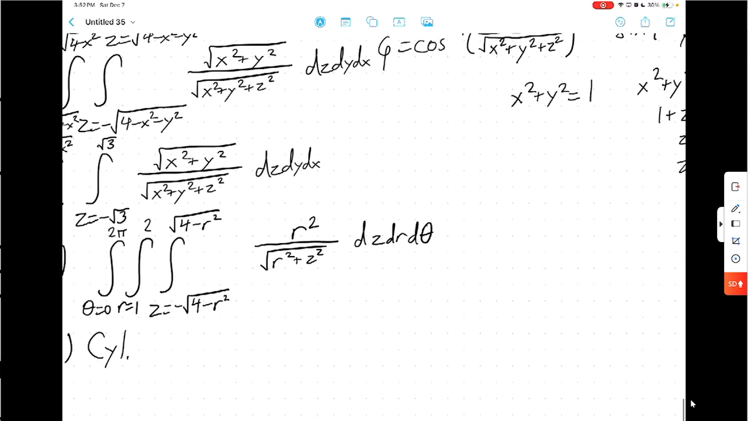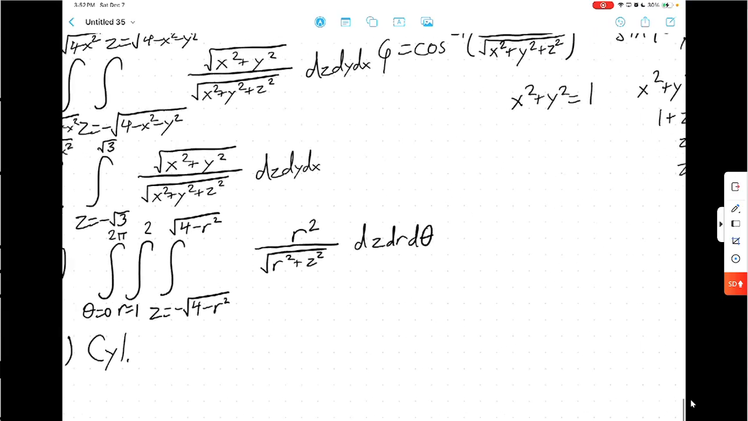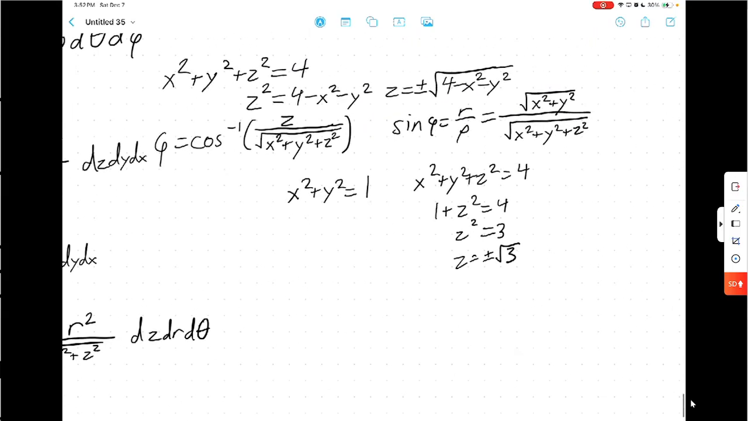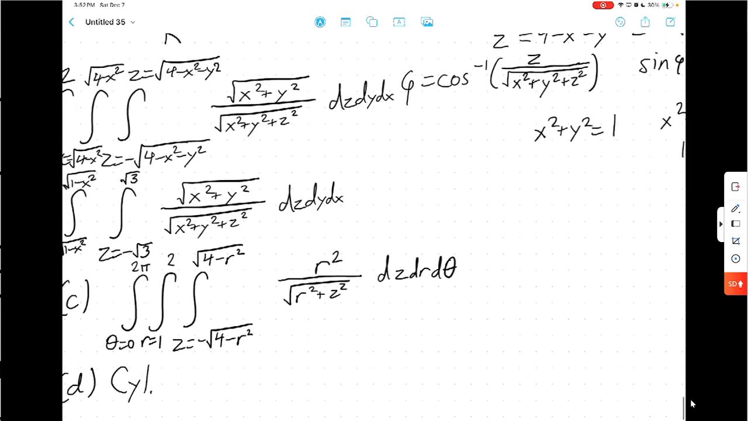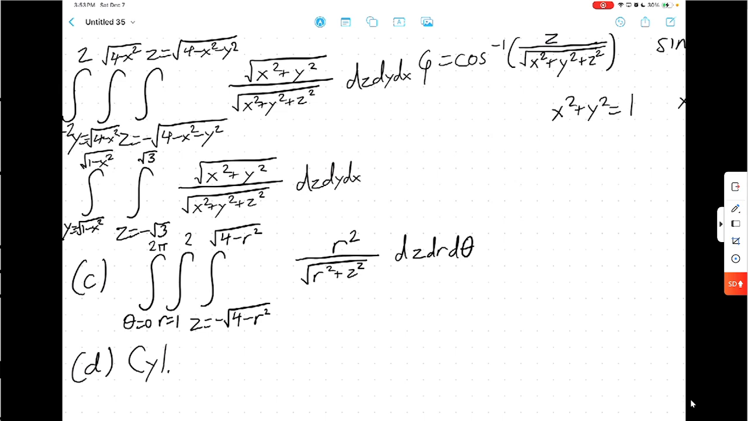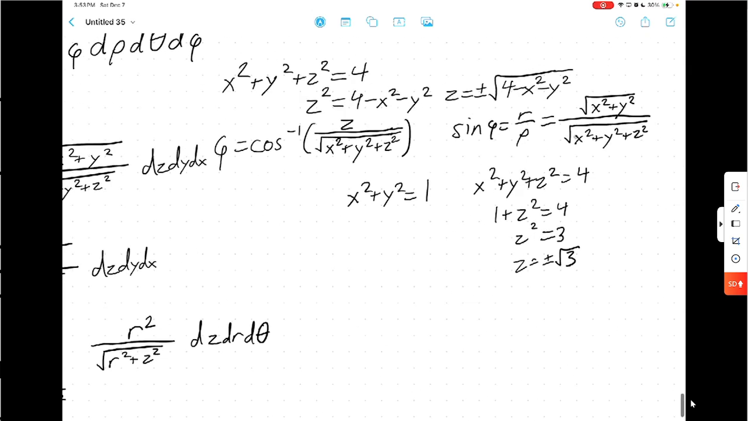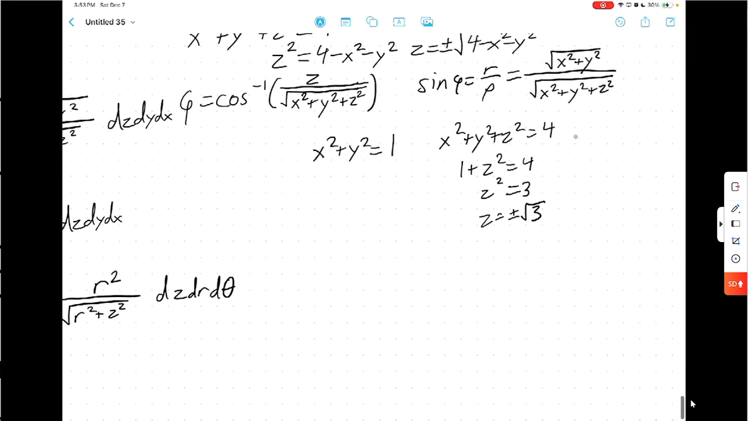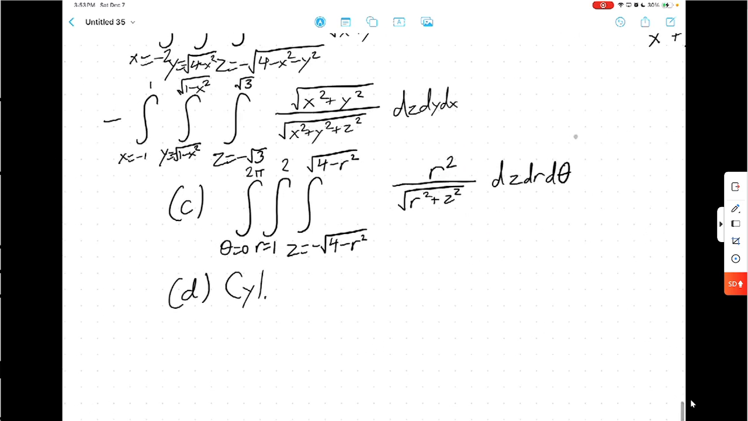5c is actually going to be fairly simple because we have a cylinder and a sphere here in cylindrical, so z is equal to plus or minus root 4 minus r squared. That's going to create the bounds for that. R equals 1 is from the cylinder, r equals 2 is from the sphere. And then theta goes from 0 to 2 pi because there's no restriction. Cylinder is probably the easier one just because of the region.